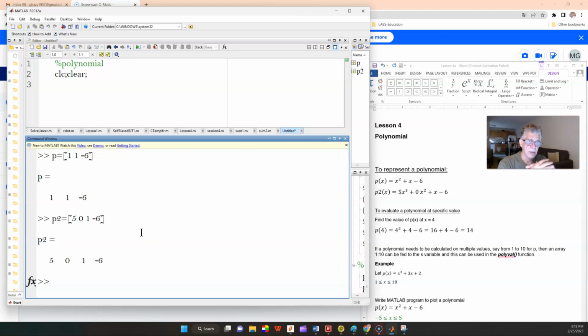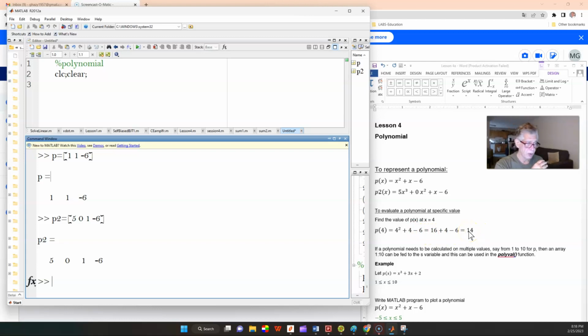Okay, so that's easy. What's next? Well, we have two important applications for polynomials: to find the value of a polynomial and to find the roots of a polynomial. Let's first find the value of a polynomial. The first polynomial P we have is x squared plus x minus 6. We still have it saved here, P = 1, 1, -6. If we want to find the value of this polynomial at x equal 4, manually we substitute x equal 4 in every term. So x squared will be 4 squared plus 4 minus 6, which gives you 14.